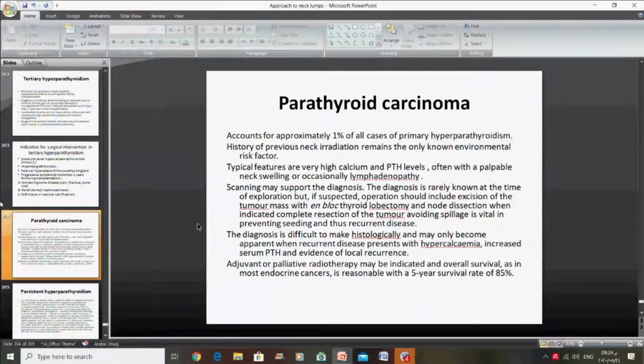Operation should include excision of the tumor mass with en bloc thyroid lobectomy and neck dissection when indicated. Complete dissection of the tumor. Avoiding spillage is vital in preventing seeding and thus recurrent disease. يعني نحاول التيومر نشيله كله، ما يصير رابتشر. يعني أي شيء إذا صار سبيلج راح يصير شنو؟ Recurrence, implantation and recurrence of tumor.